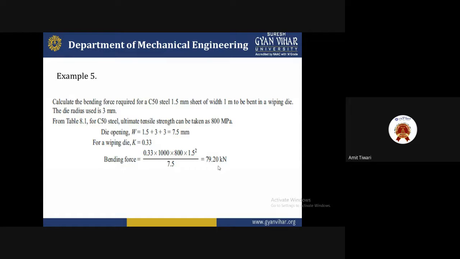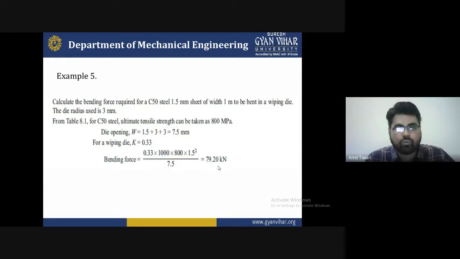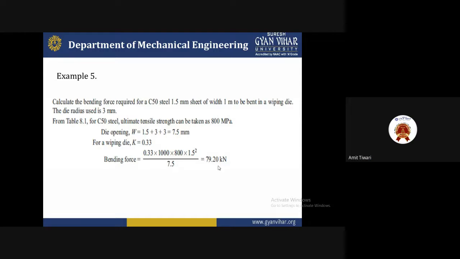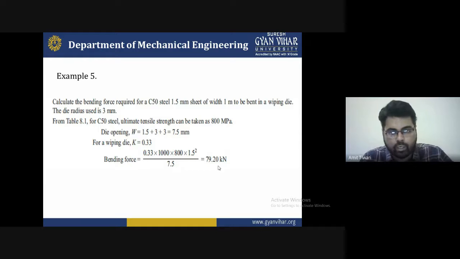Now what is the difference between both of them? The difference is the die opening, which we calculate under different conditions. We find it as 1.5 plus 3 plus 3, that means 7.5 is the die opening value. For that wipe die, the value of k is given, that is 0.33. So we can easily calculate the bending force: 0.33 into 1000 into 800 into 1.5 squared divided by 7.5, and we get 79.20 kilonewton. So this is how we find the bending force for the material.